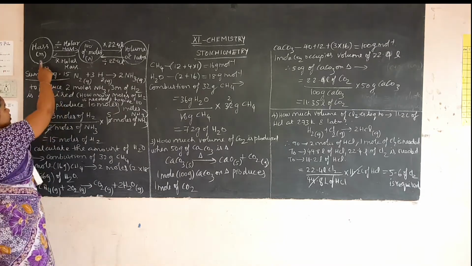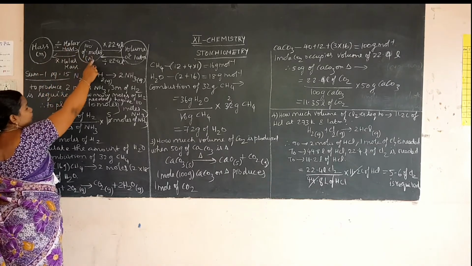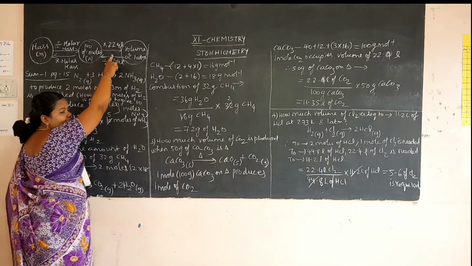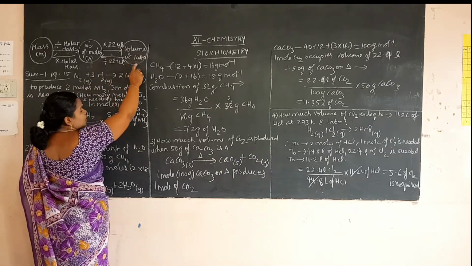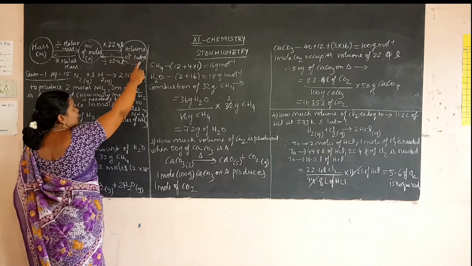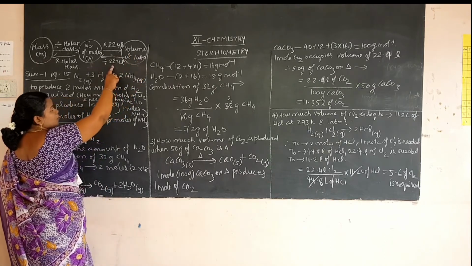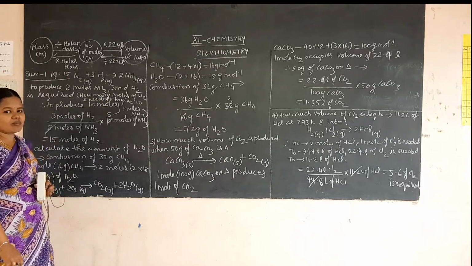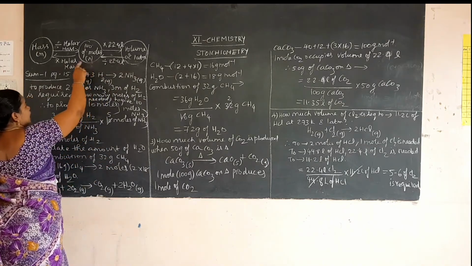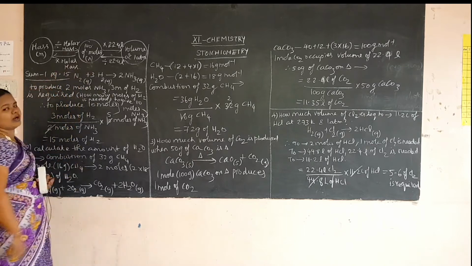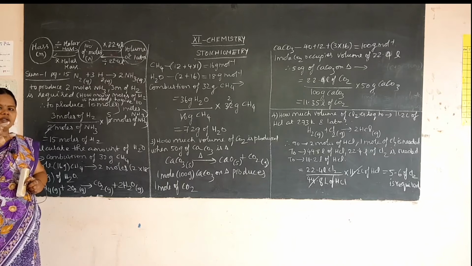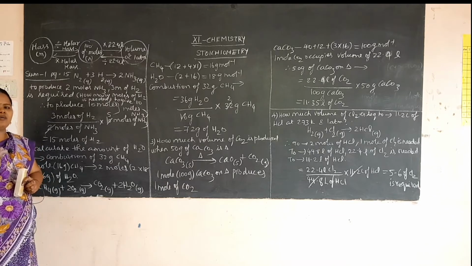Okay, so first one, mass divided by molar mass will give what? Number of moles. The number of moles multiplied by 22.4 liter will give what? Volume at 0 degree C and 1 atmosphere pressure. Then volume at 0 degree C and 1 atmosphere pressure divided by 22.4 liter will give what? That is number of moles, and that multiplied by molar mass will give what? The mass. So you study one order, then the reverse of that will be the next order.